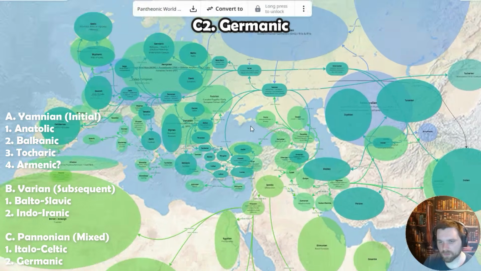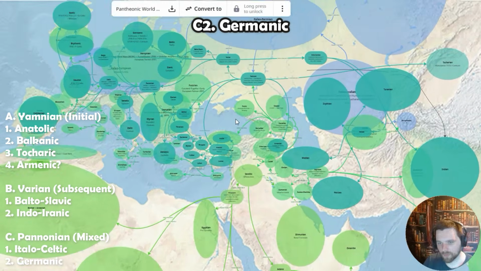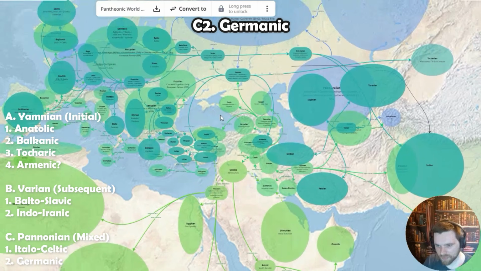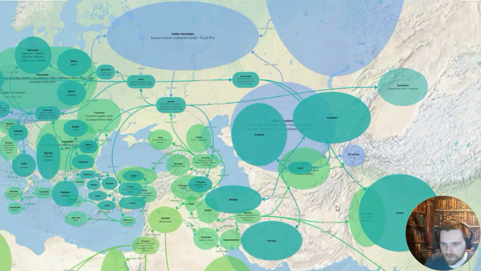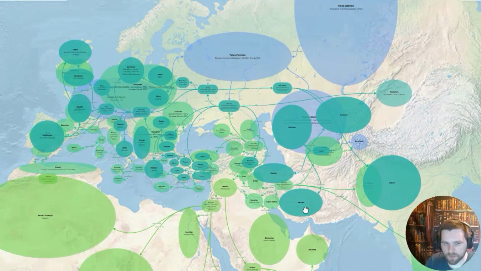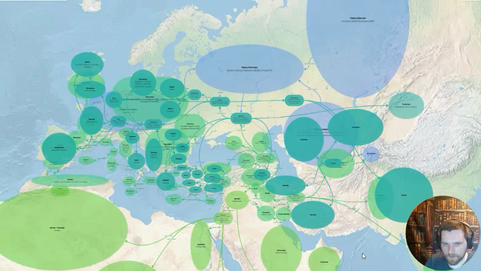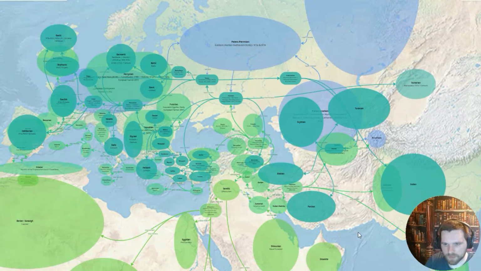So yes, those are all the major branches of Indo-European, and hopefully some people could read this and some things could start to make sense. Yeah, that's kind of the big picture there of the branches. I hope that's a little helpful.